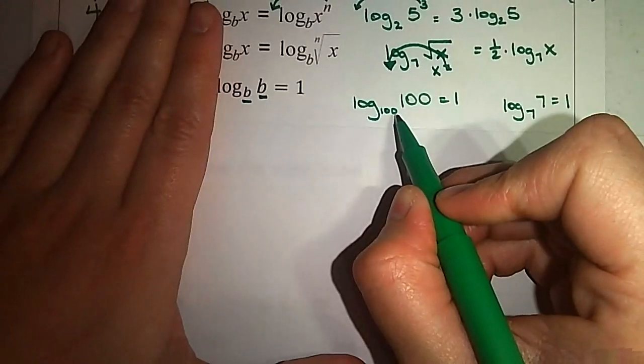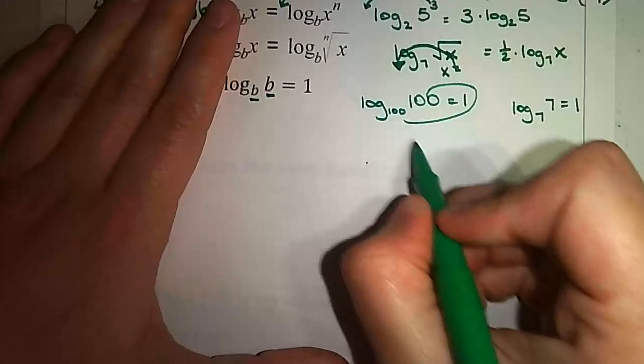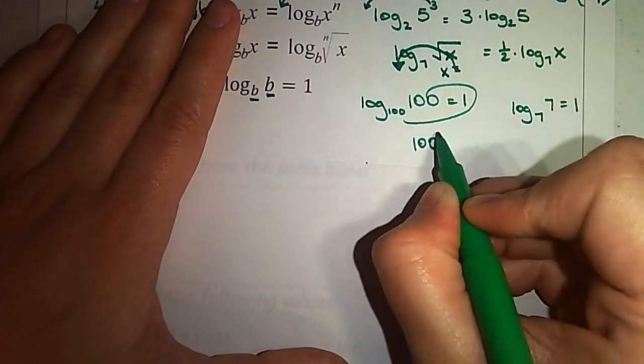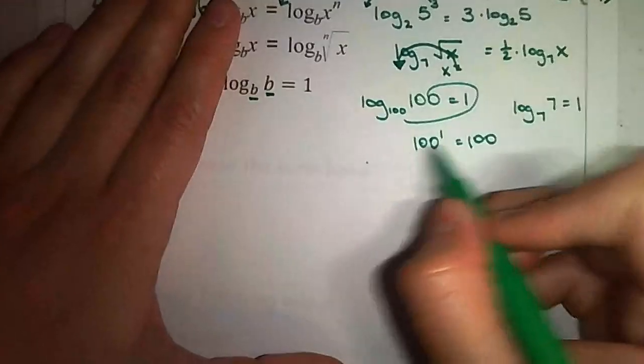If I put these into exponential form and do my log roll, we would get 100 to the power of 1 equals 100, which we obviously know to be true.